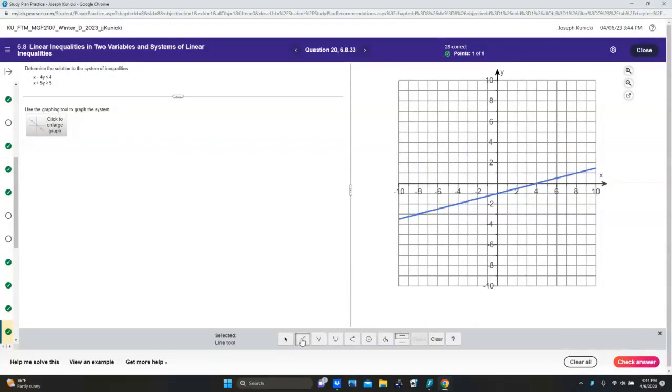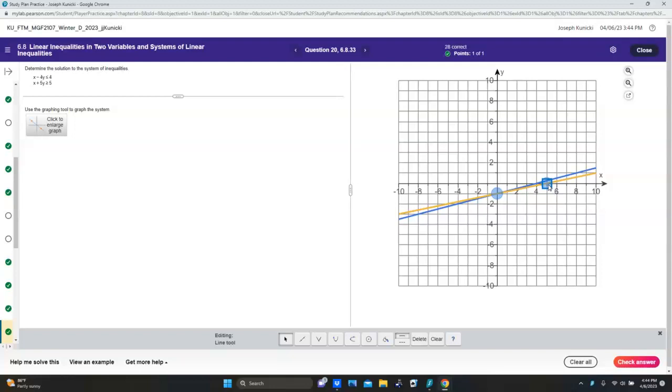Now I need a line tool. I'm going to draw a solid line for the second one. It's very similar to the first one. When x is 0, you have 5y equals 5, so y equals negative 1 again. And then when y is 0, x is 5. So look at that, they're pretty close to each other.